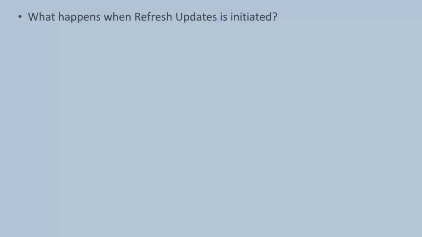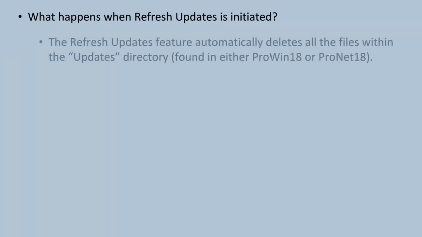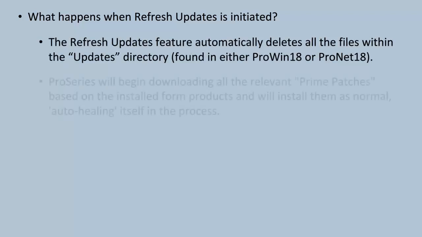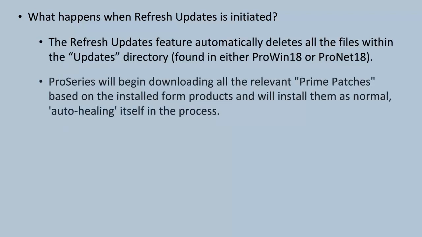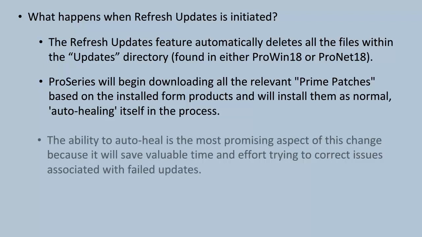Now that you know where to find the menu options, what happens next when Refresh Updates is started? To avoid complicating what happens under the hood, we simply say the files in the updates directory are deleted. This is so the updater can begin from scratch. Next, ProSeries will download all the relevant prime patches based on the form products you have installed. After downloading the patches, the updater will install them as normal and auto-heal itself in the process.